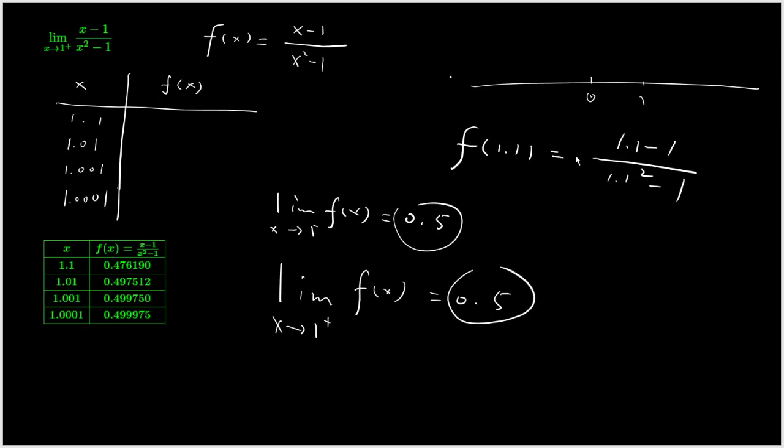When the two one-sided limits are equal, it's not always the case. We're going to see later. We don't have time to see it now. It's possible for these two one-sided limits to be different. But when two one-sided limits are equal, then we say the limit of the function as x approaches 1 is equal to the same number.